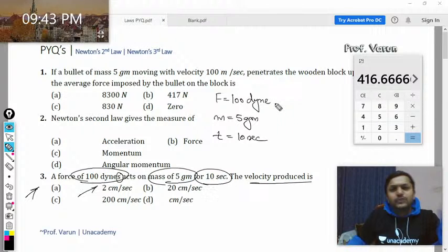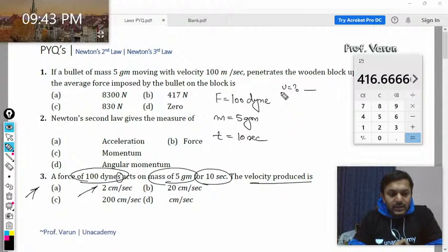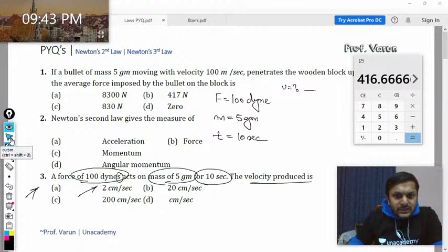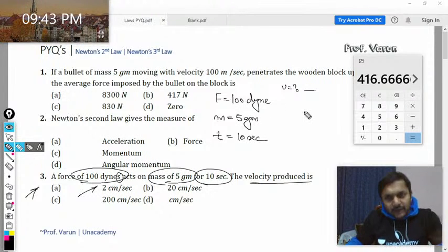The velocity produced will be... well, how do we do it? So what are we going to do now? Have you read the question properly? Please read it once again. I would be doing it here, later I will shift to the blank sheet.